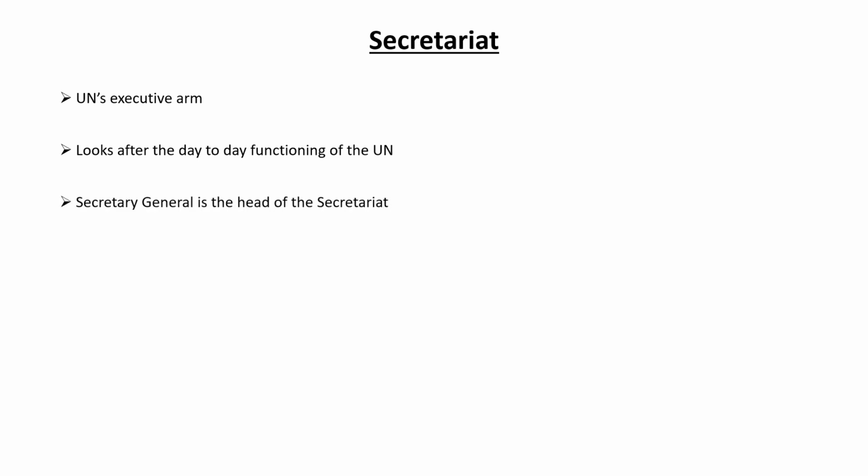The last UN body which we shall discuss in this video is the UN Secretariat. The Secretariat is the UN's executive arm, just like the International Court of Justice is its judicial arm. The Secretariat looks after the day-to-day functioning of the UN, and it is headed by the Secretary General, who is also the Chief Administrative Officer of the UN.